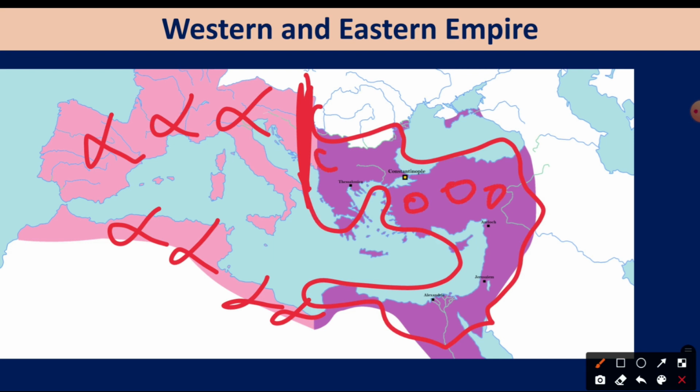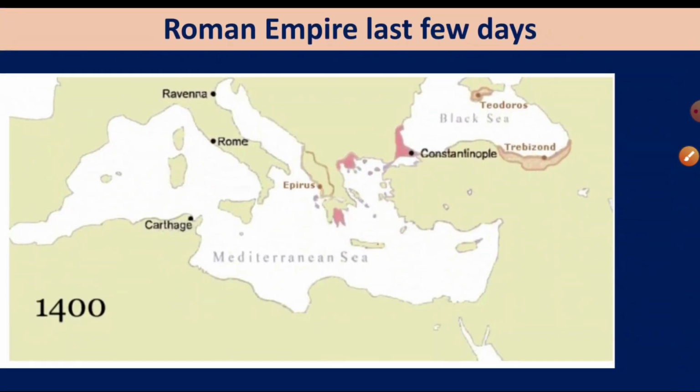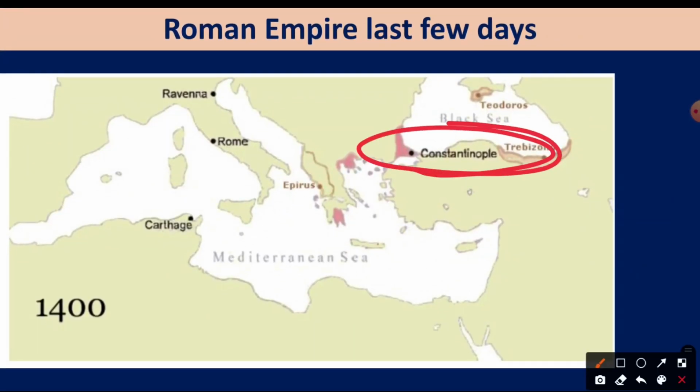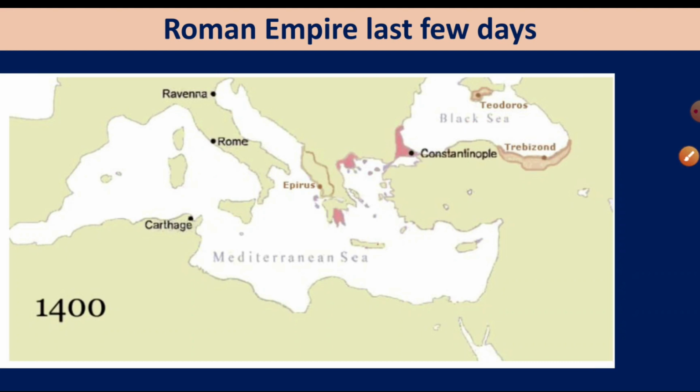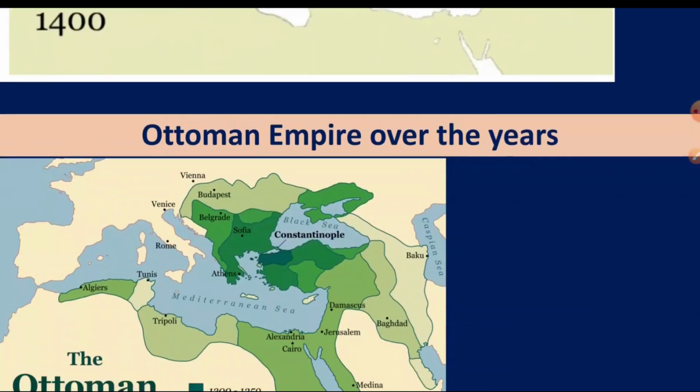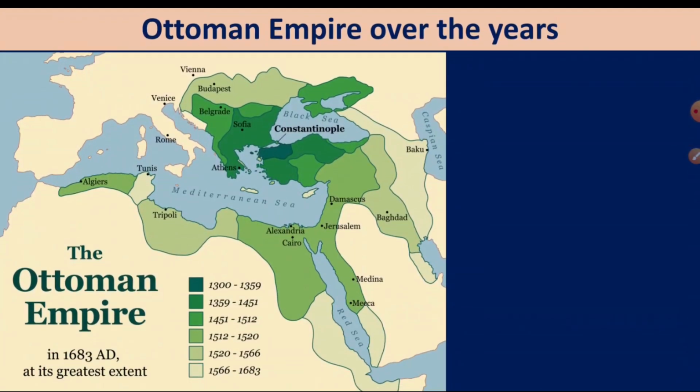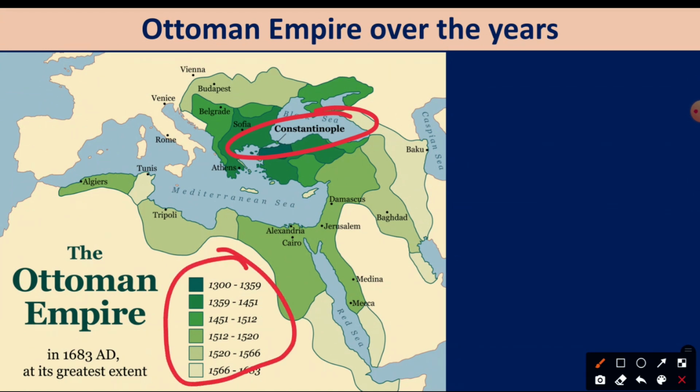Small resistance came and all these things. Finally, in the 1400s, you can see only the last remains of the Eastern Roman Empire. That was the last remaining bastion of the Roman Empire. And finally, in 1453, the Ottoman Empire took over Constantinople. From that period, the Ottoman Empire rose like anything.